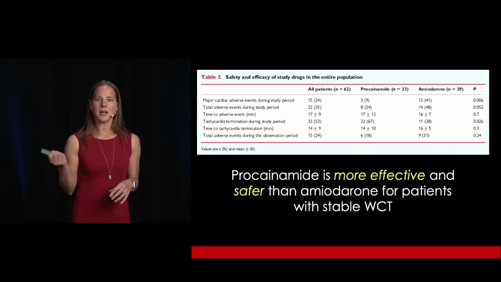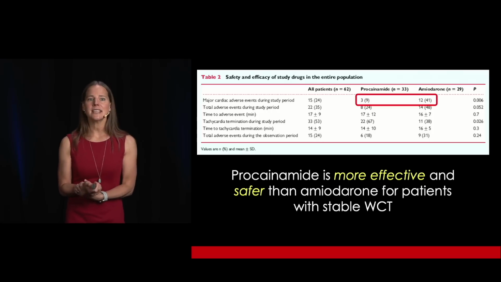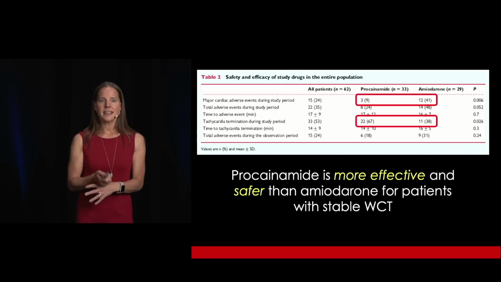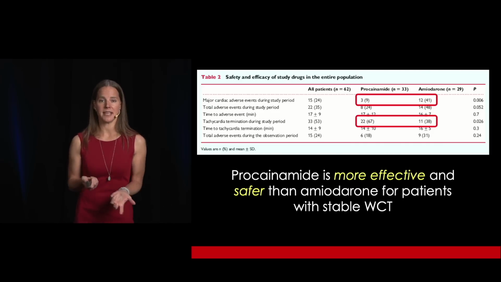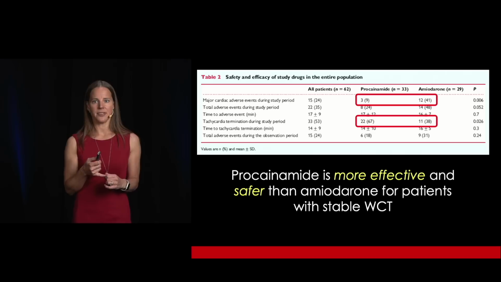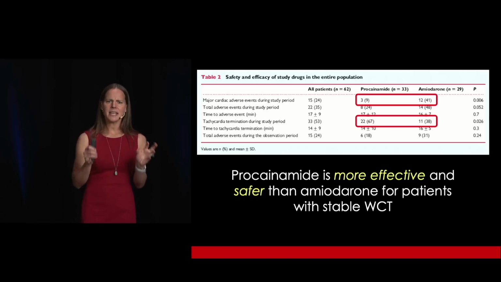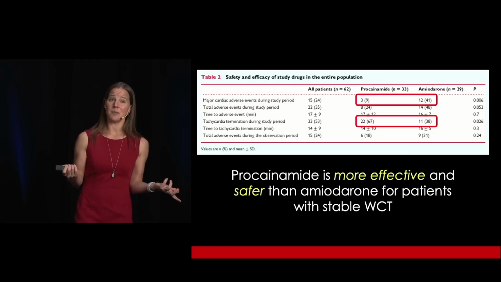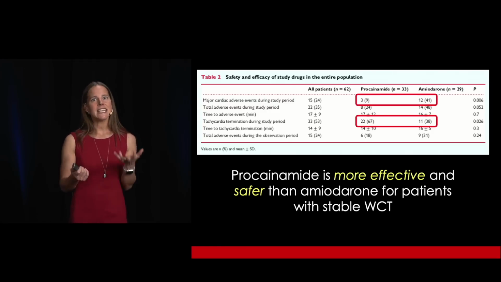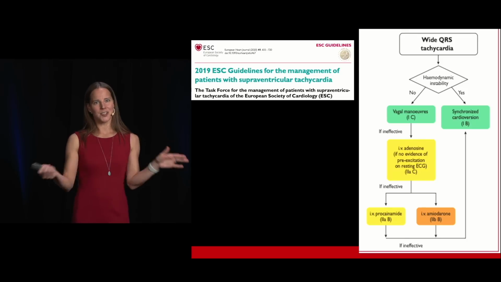And what did they find? Well, procainamide actually did better. There was less adverse events with procainamide than with amiodarone, and procainamide worked better to terminate the tachycardia within 40 minutes. You'll see 67% with procainamide and 38% with amiodarone. So procainamide is more effective and safer than amiodarone for patients with a stable wide complex tachycardia in the ED setting. So it's interesting that the AHA guidelines say that they're all the same.